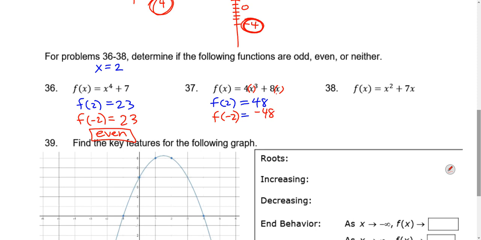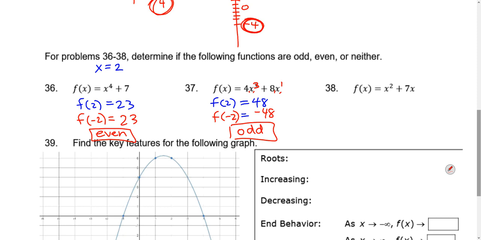So the second scenario is when you plug in a number, and then you plug in the same number but change the signs, and the results are opposites of each other. Same number, different signs. So that means that the function is odd. And you can also tell, like I said earlier, just by the exponents. This has a 3, this has a 1. Both exponents are odd, so overall the function is odd.